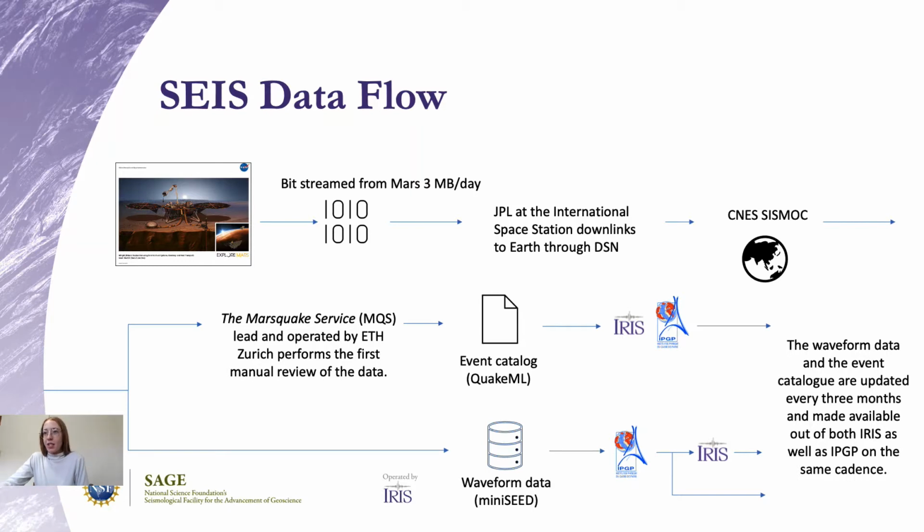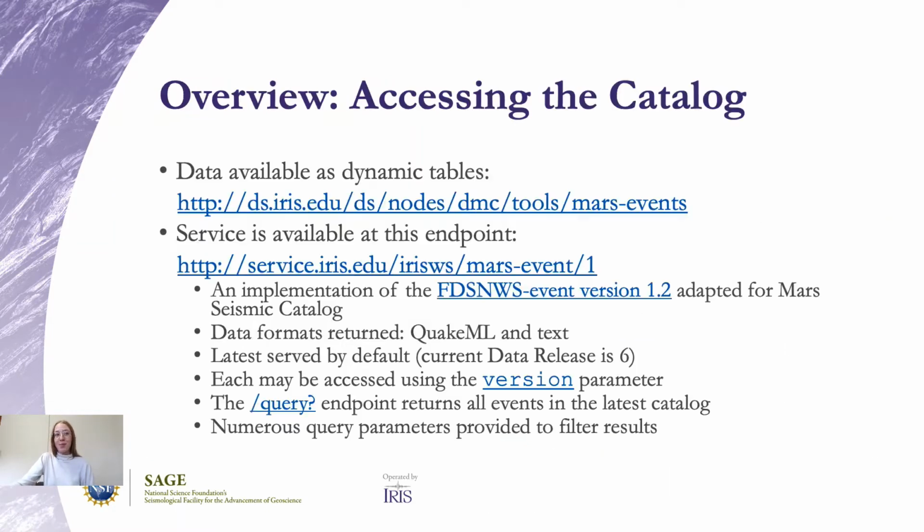The first manual analysis is performed by the Marsquake Service, led and operated by ETH Zürich. They compile the event catalog from this raw seismic signal. They update this catalog every 3 months as a new version, and this data is distributed by IRIS and IPGP to the public. The waveform data is additionally distributed by IPGP, who also passes it on to IRIS for distribution.